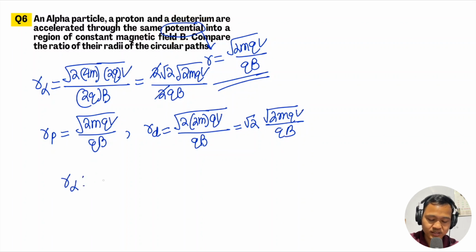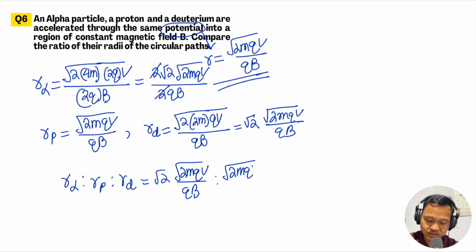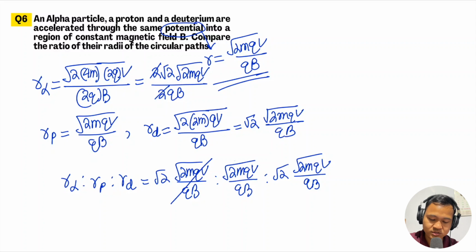Okay, ratios of the terms, rp is to rd. Root 2 into root over 2mqv by q into b is to root over 2mqv by qb is to root 2 into root over 2mqv by qb. Okay, so same terms, so the ratio cancels. So finally the ratio is root 2 is to 1 is to root 2.